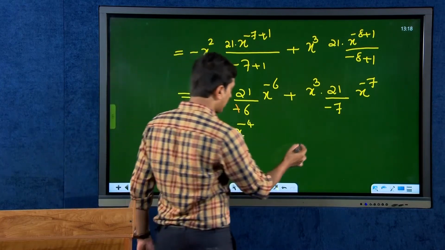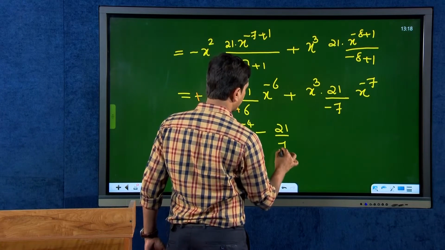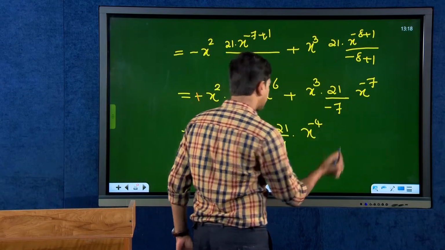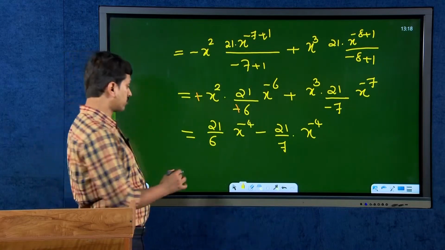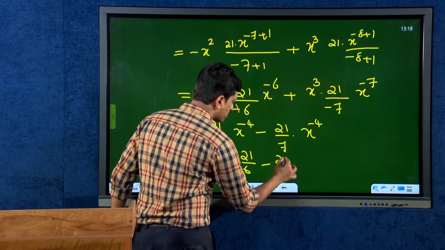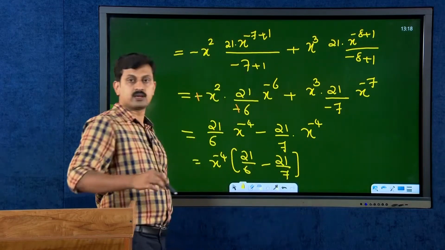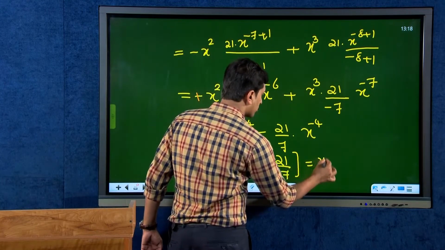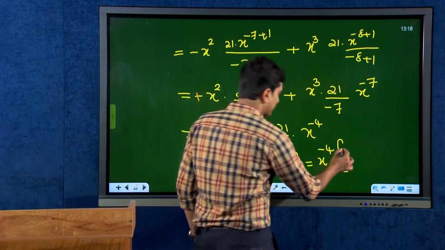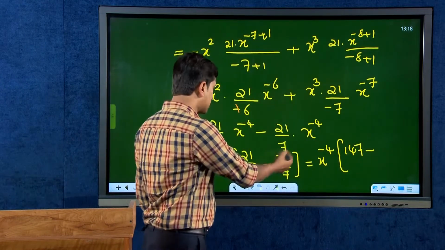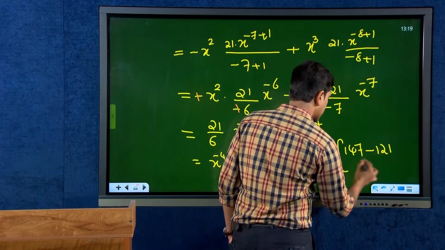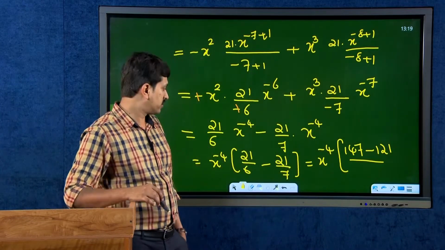Okay. And here we will have minus 21 divided by 7 into x raised to minus 7 plus 3, therefore x raised to minus 4 is here. So, finally, we found x raised to minus 4 into 21 divided by 6 minus 21 divided by 7. Okay. So, finally, we will have x raised to minus 4 into 7 into 21, so we will have 147, minus 6 into 21, that is 126, divided by 6 into 7, 42.